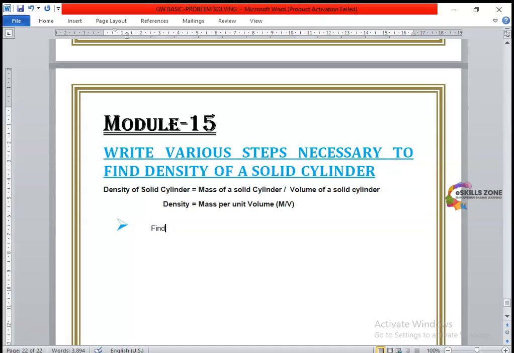As I told you before, this is a practice for designing an algorithm. The first step we are going to write is: find the mass of the solid cylinder for which you are going to calculate the density. The second step will be: find the volume of the solid cylinder, that is, pi r square.